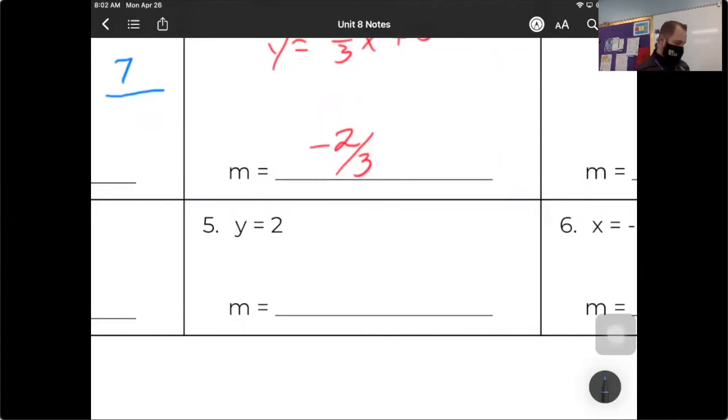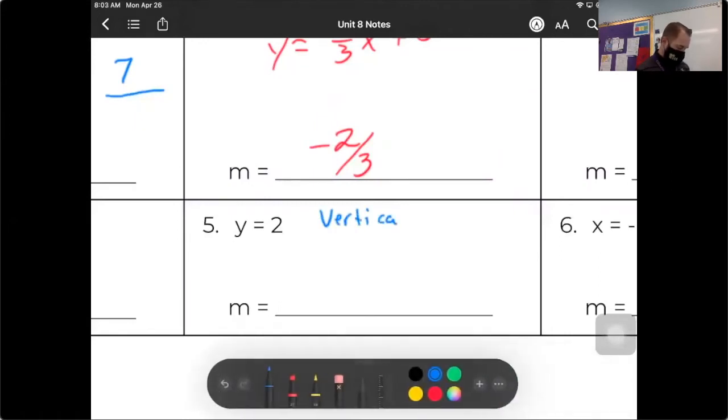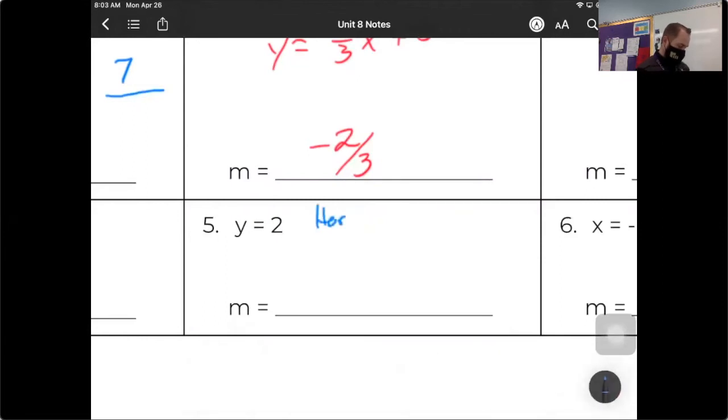So y equals a constant number is always a vertical line. I'm sorry, I just said it wrong, said it backwards. Always a horizontal line. Okay, it's horizontal. Horizontal lines always have a slope of what? Okay, horizontals 0, right? Okay, so the slope is equal to 0.